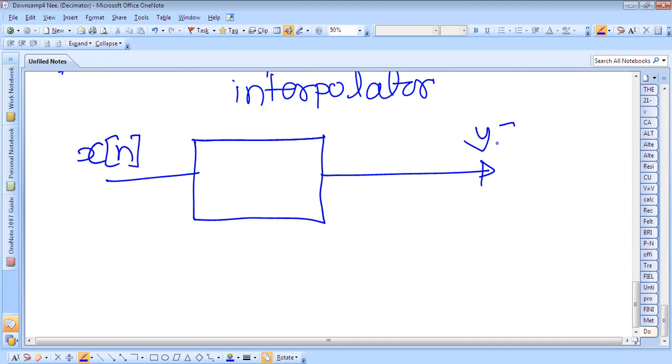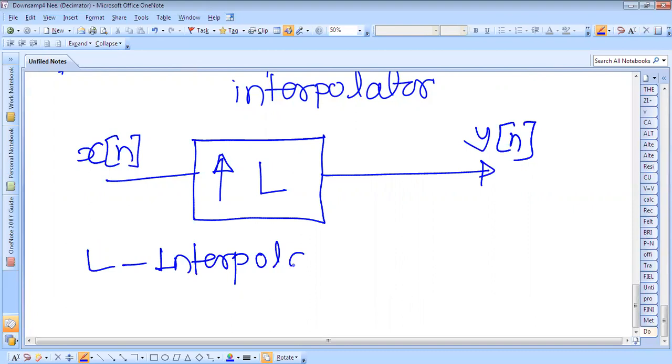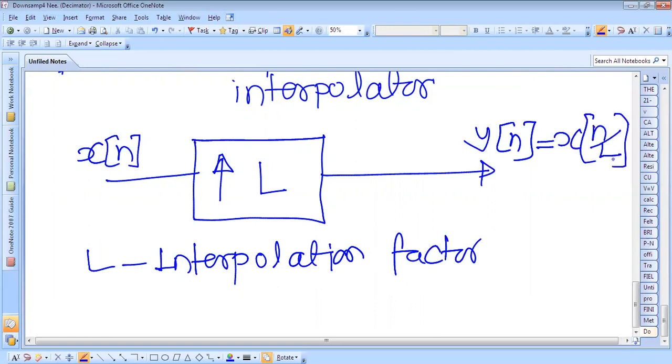So this is your input x of n, the output y of n, and the interpolator is represented by the upward arrow, with the interpolation factor L. This L is called the interpolation factor. So this output will be x of n by L. Okay, so this is the block diagram of an upsampler.